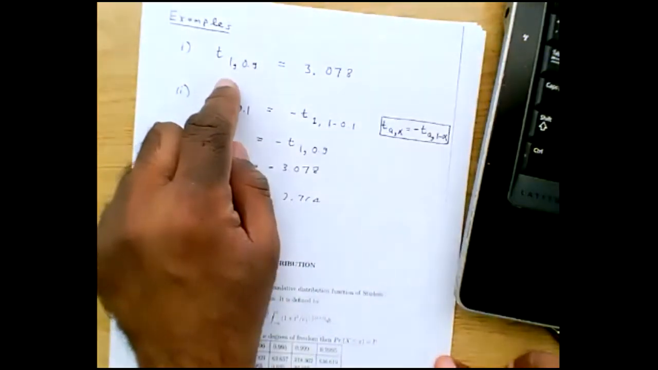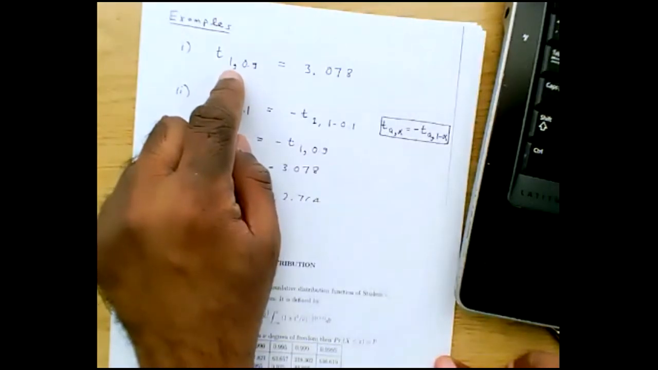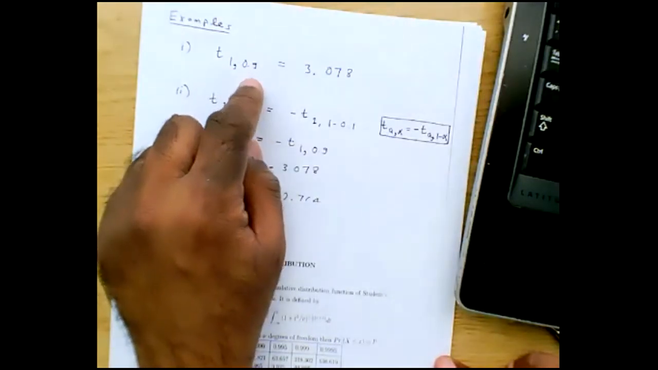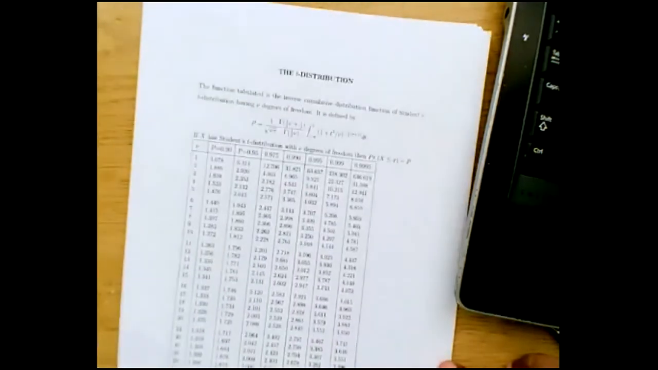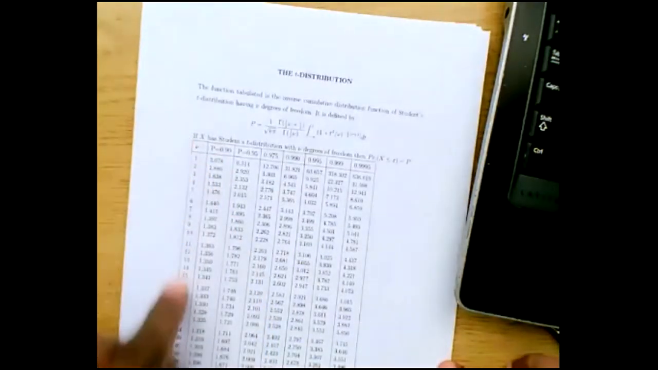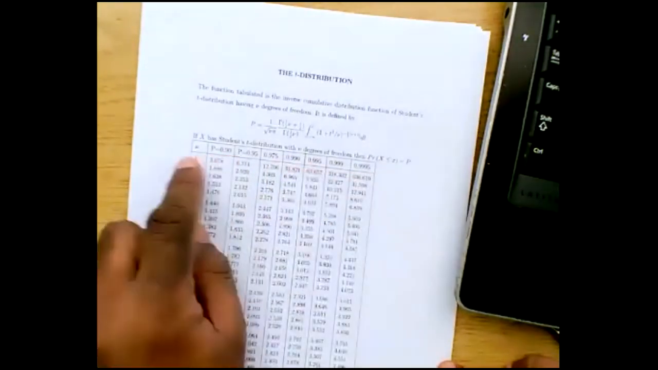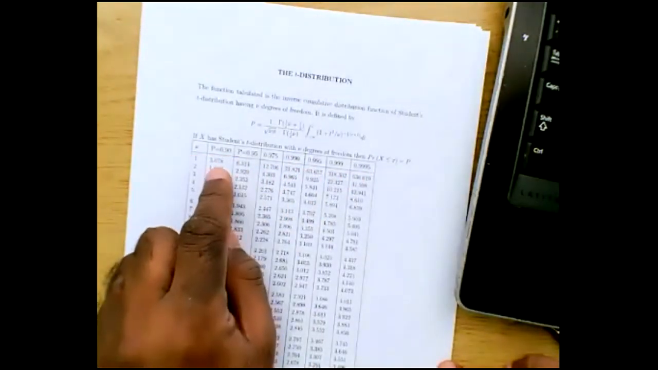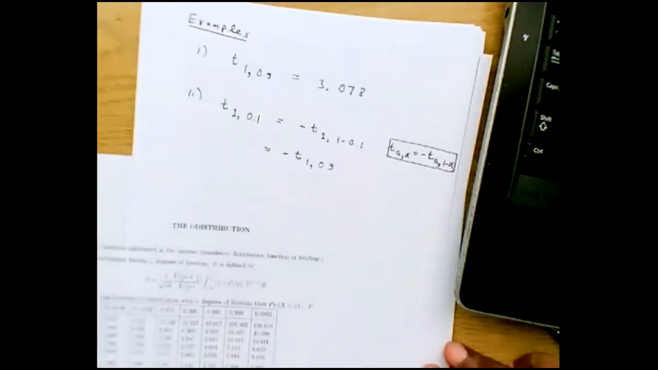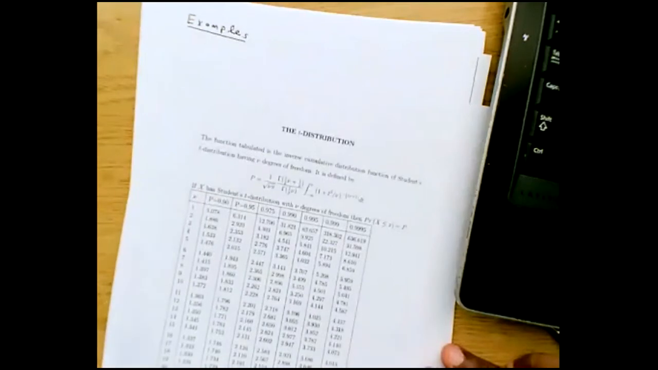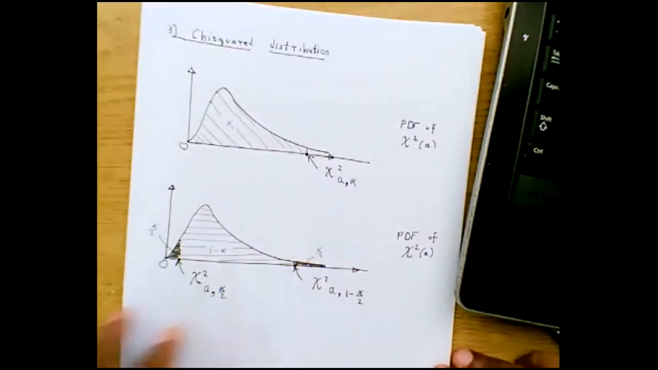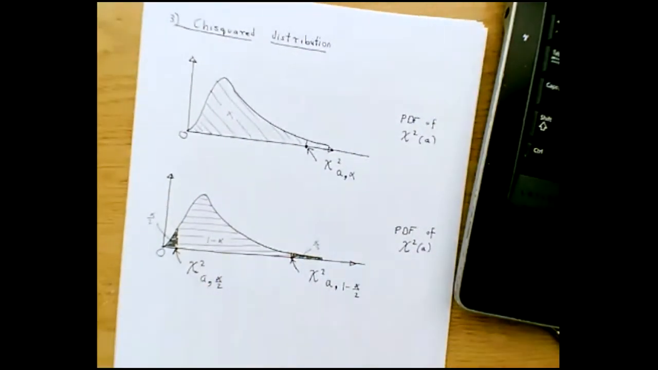So for example, if you want to find the percentile of T with 1 degree of freedom and probability 0.9, then you go here and you read 1 from the first column and 0.9 across the row. So you get 3.078. That's what you see here, 3.078, okay?